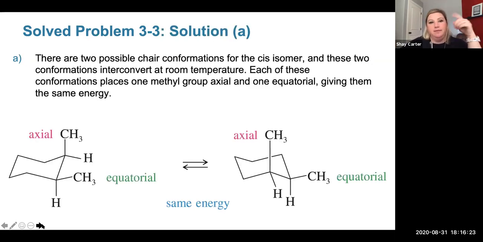So let's look at A. There are 2 possible chair conformations for the cis isomer, and these 2 conformations interconvert at room temperature. Each of these conformations places one methyl group axial and one equatorial, and it doesn't matter how we flip them, they're going to have the same energy and the same stability.